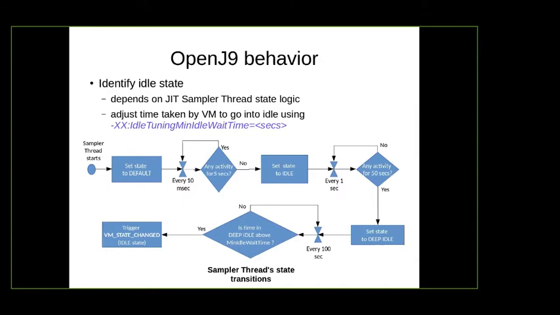So to determine whether the VM has gone into idle or not, we rely on JIT sampler's state logic, and we say that if the sampler thread continues to be in deep idle for some specific amount of time, then we declare the VM as idle. So at that time, the sampler thread will send a notification to the VM to change its state to idle state.